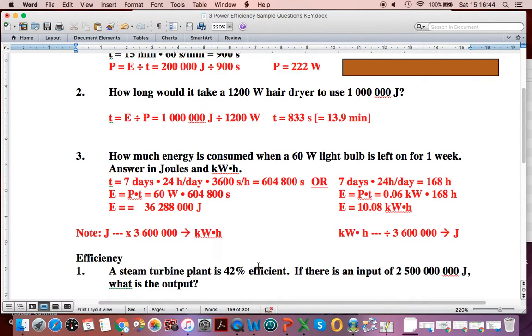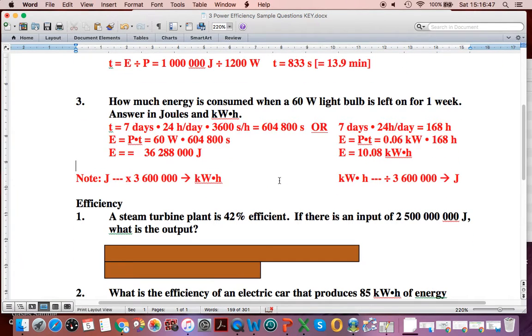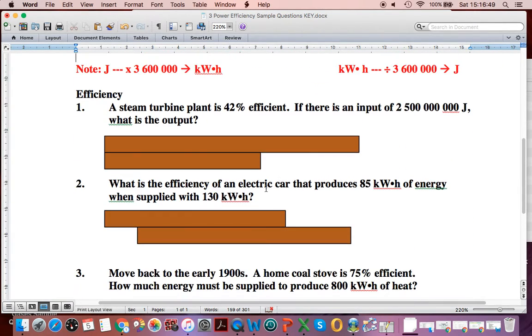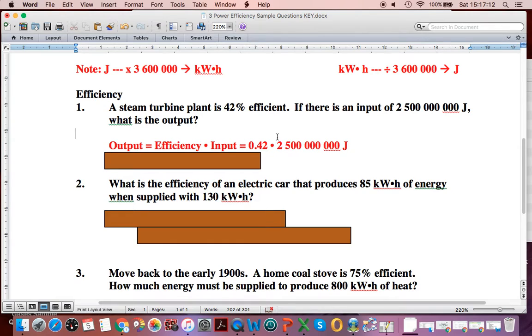So those are 3 examples of 3 kinds of questions you can get related to power. Now, you can see this one wants an output, this one wants an efficiency, and this wants an input. So we're looking at 3 kinds of things there. If we are looking for output, we're just going to take our efficiency and multiply it by our input. And remember, our efficiency we have to divide by 100, so it's written as a decimal. So there's the formula. 42% is 0.42, multiply through by the 2.5 billion, and we get 1,050,000,000 joules.